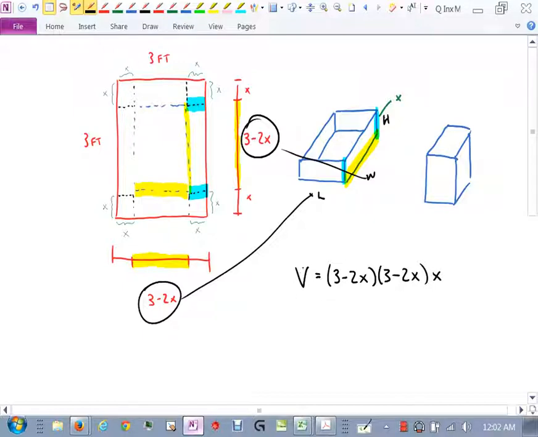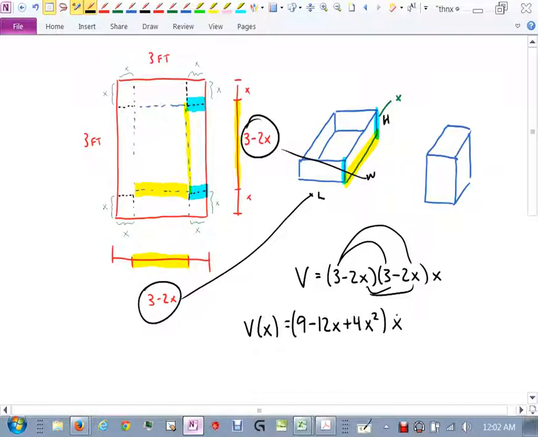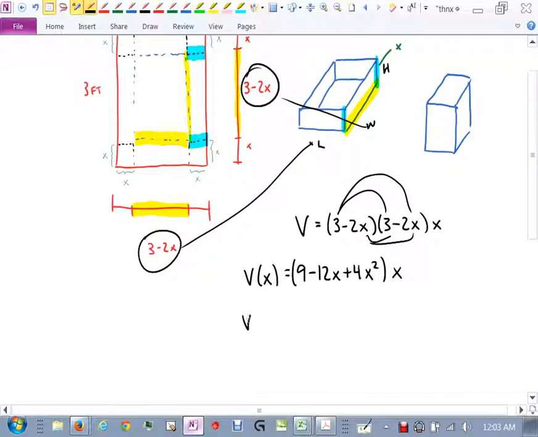And now what I'll do is I'll notice my volume here can be distributed, right? This is all a function of x. I'm going to do a little foiling here. And I would get my volume is now a function of x. It is 9, let's see, minus 6x, and then minus another 6x, and minus 12x. Then we have plus 4x squared, then all times x. Distribute that last x through, and I'll put it in descending order: 4x cubed minus 12x squared plus 9x. This is my volume function, my x.